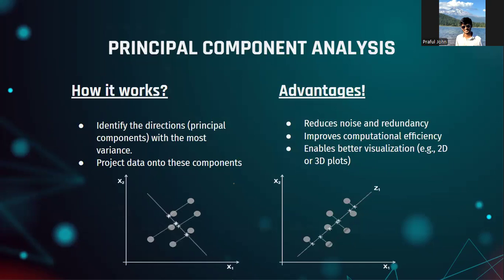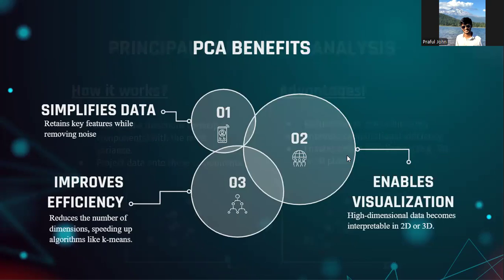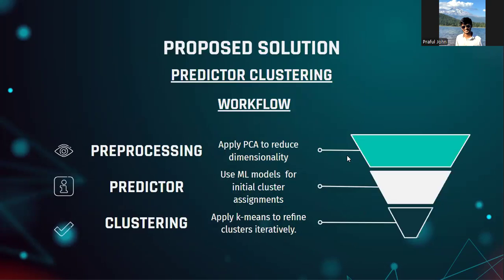So we'll go to how it works. It identifies the directions where the most variance is. Here, the most variance is in this direction, so that is why we project the components on this direction. For this one, the high variance was on this point and this point, so that is why we plot the component in this direction. As we already discussed the advantages, let's move on to the proposed solution.